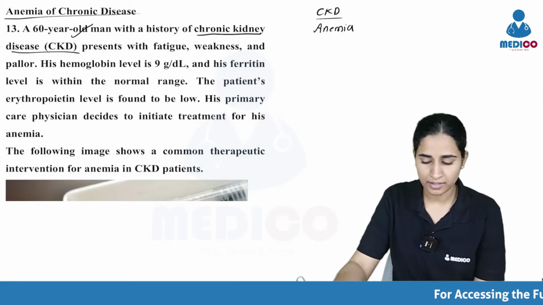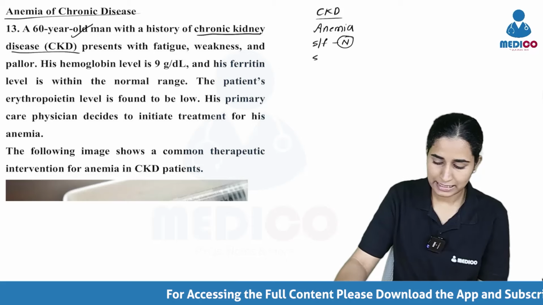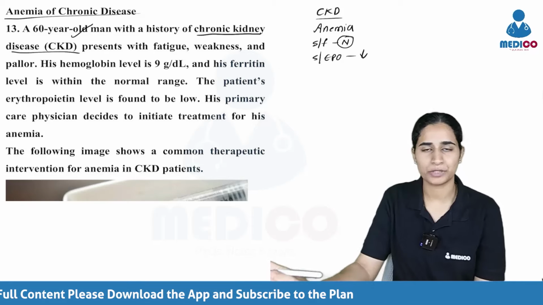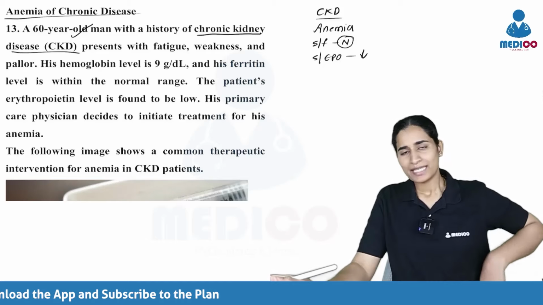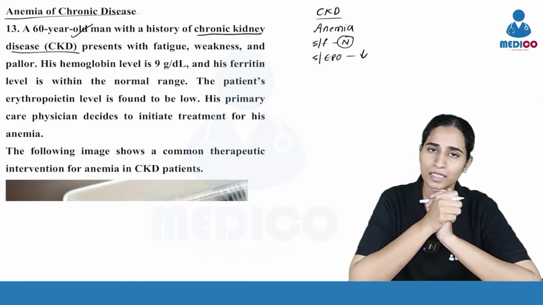And his serum ferritin is normal, and serum erythropoietin levels are low. What do you want to do? That is what he's asking. So a case of CKD with anemia, what do you think is the cause? It's anemia of chronic disease.